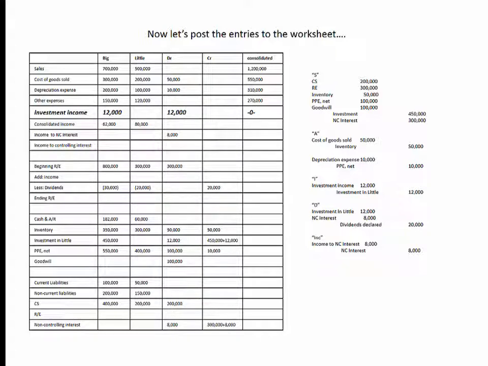We've got $12,000 under Big's column for investment income. We have to eliminate that with an offsetting $12,000 debit. That number has to go to 0 in the consolidated income statement.